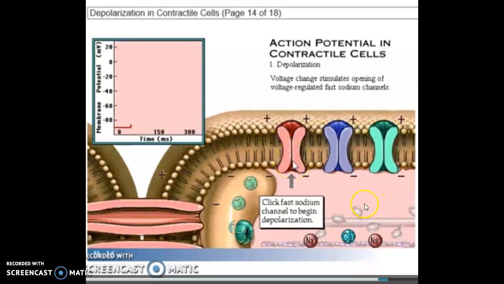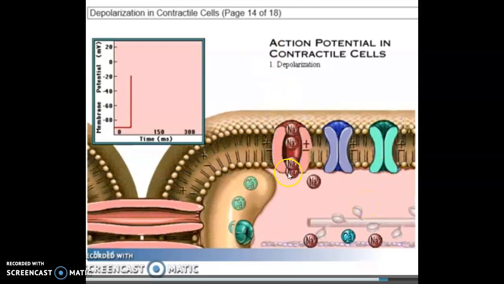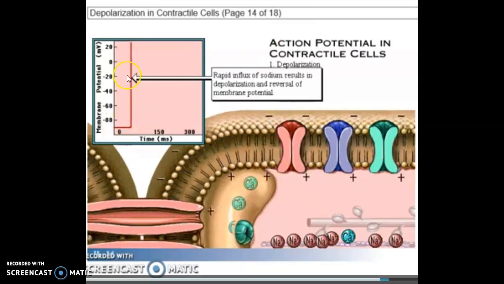Click the sodium channel. Okay, threshold, open that up. Rapid influx of sodium results in depolarization and reversal of the membrane potential from negative inside the cell to positive. So when sodium rushed in, as soon as we cross 0, now we're positive on the inside, and that was our reversal of membrane potential, and that actually does several things.